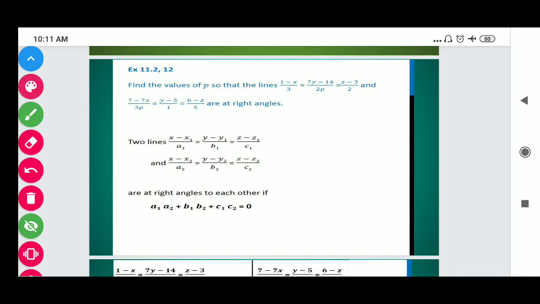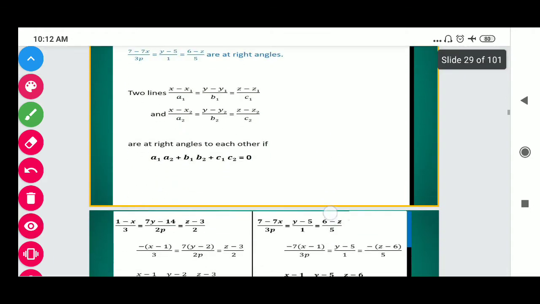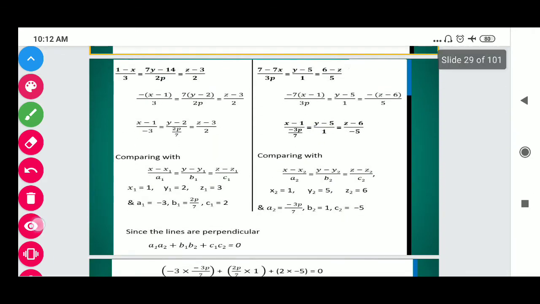Here we have a condition that if two lines are at right angles, then a1 a2 plus b1 b2 plus c1 c2 must be equal to 0. By using this, we first find the values of x1 y1 z1, x2 y2 z2.